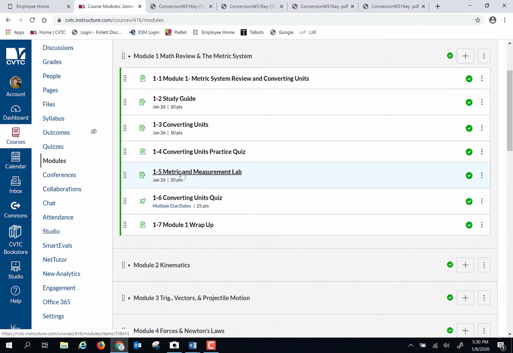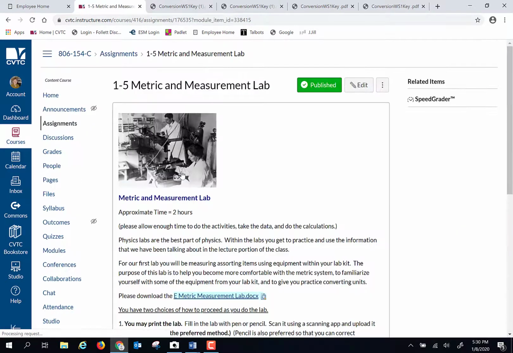Once a week, we're going to have a lab. And our lab this week is going to be on the metric system and measurement.